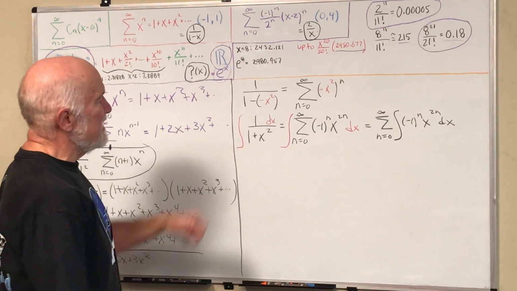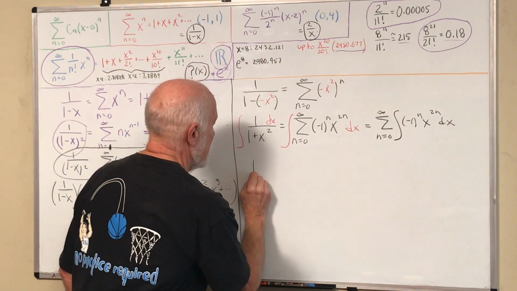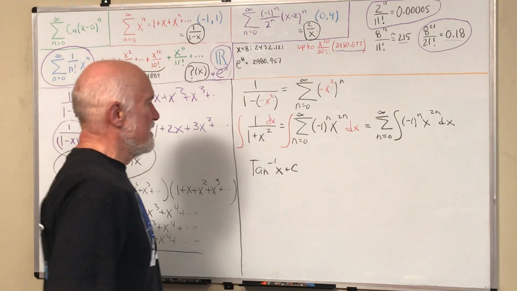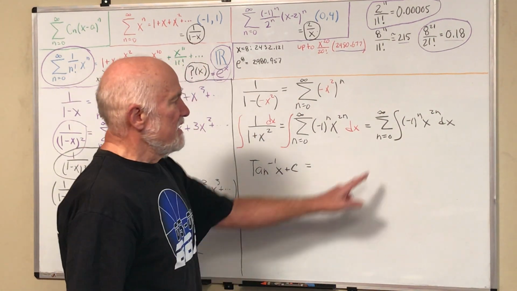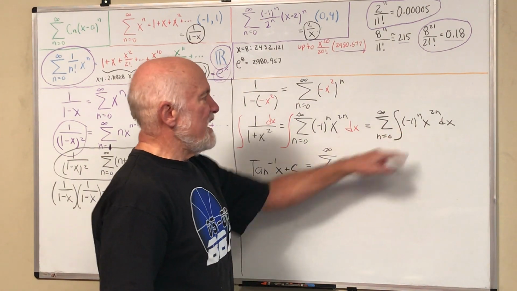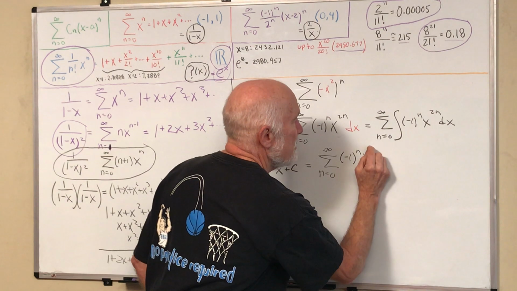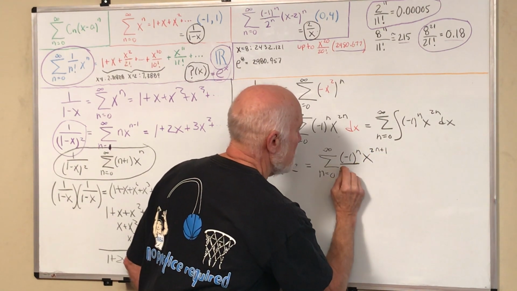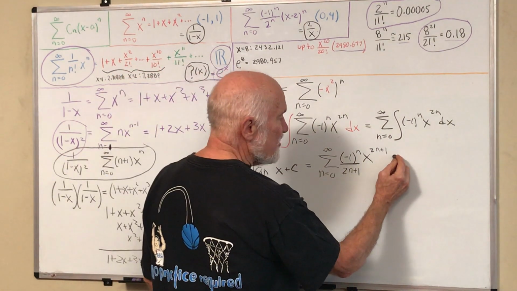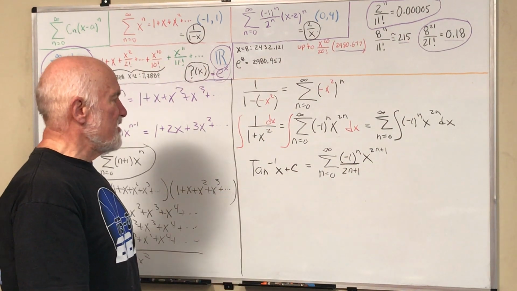Well, on this side, what do you get? This is the integral of dx over 1 plus x squared. That's one of them that we know. It's the inverse tangent of x plus c. And on the other side, we've got the summation. And what's the antiderivative? The negative 1 to the n is just a constant, and you get x to the 2n plus 1 divided by 2n plus 1. And I've got another power series. Of course, it's going to have a plus c, but we can combine these general constants over on this side.